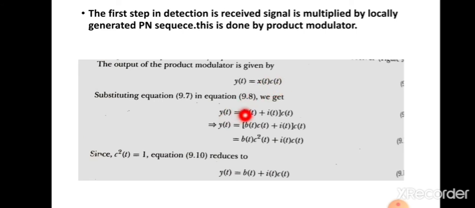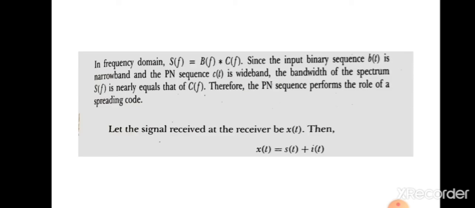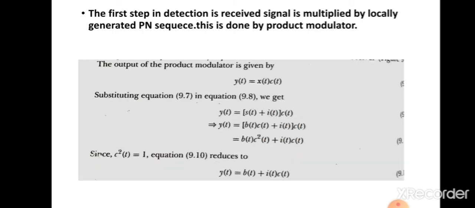So what is y of t then? x of t, we have written the equation, is s of t plus i of t. So we can substitute for x of t here: s of t plus i of t, into c of t. So y of t will be equal to, instead of s of t, which is obtained by the product of b of t and c of t, it is written here plus i of t into c of t.